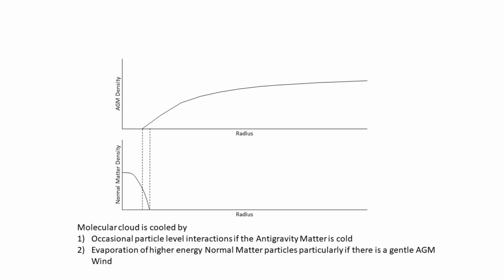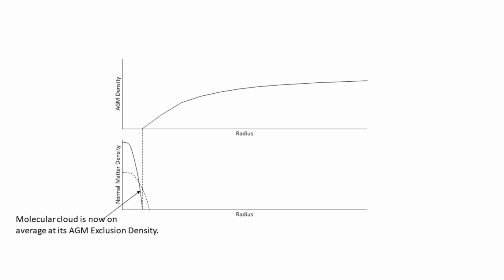Either way, the cloud gets cooler and denser and smaller, and it shrinks inside its AGM boundary. At that point, the cooling effects stop, and the cloud becomes stable, just filling its AGM boundary. So this average density, where normal matter just manages to exclude the anti-gravity matter from its volume, is quite important, and we refer to it as the AGM exclusion density. And we need to understand the characteristics of the AGM exclusion density because it might vary between different objects.